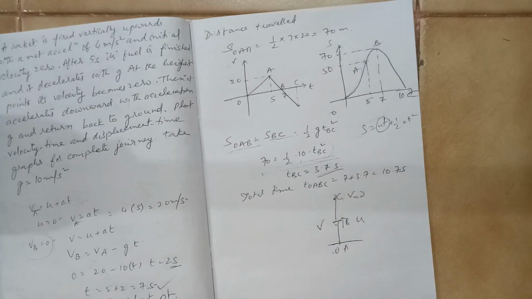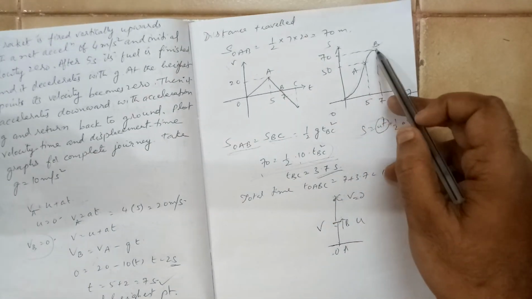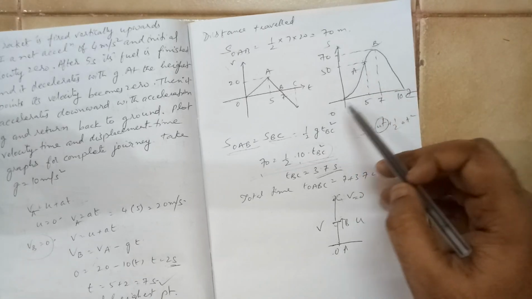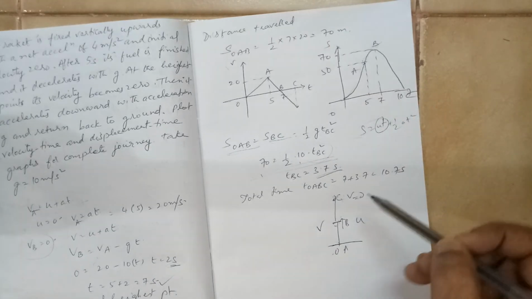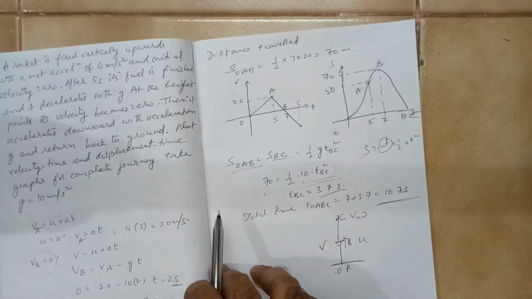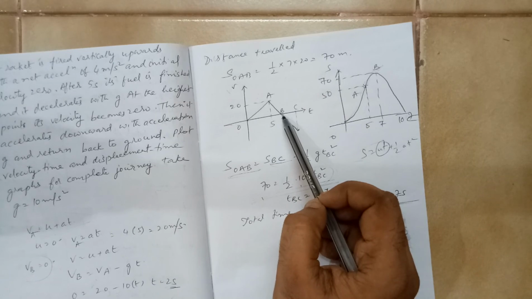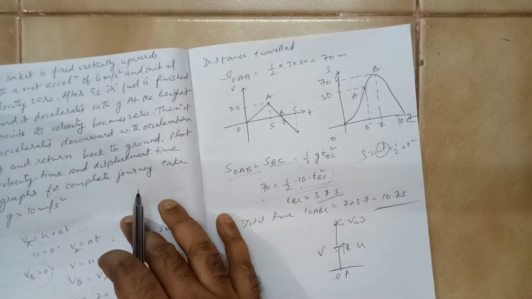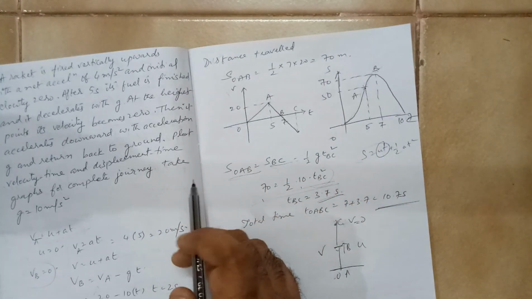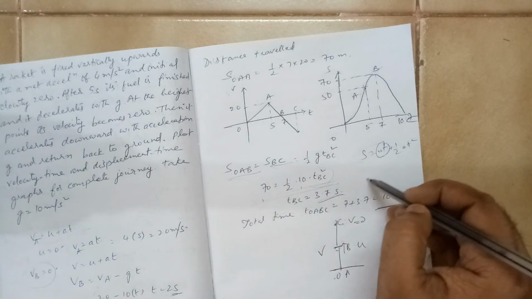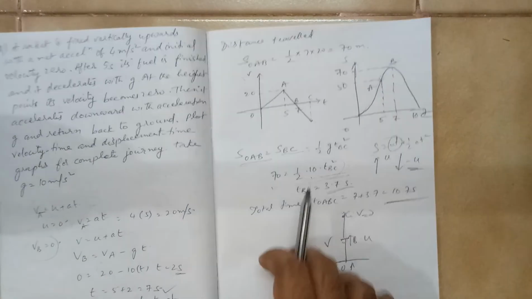So what is the total time of travel? The total time is from O to A, B and then back to C. For OAB it took 7 seconds and for BC it took 3.7 seconds, so the total time taken is 10.7 seconds. So it reached the highest point, its velocity became 0, and from there it fell. This is the motion shown in the velocity-time graph, because if you consider the upward direction as positive, the downward direction will be negative. Alright, thank you.